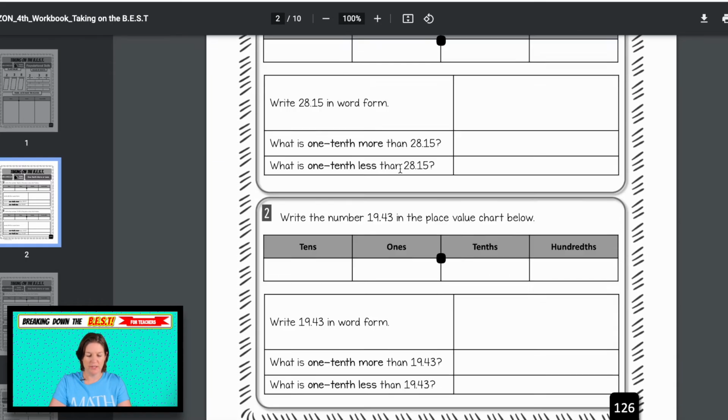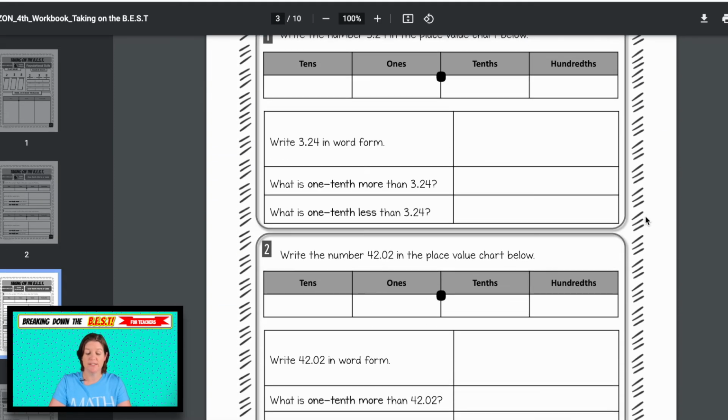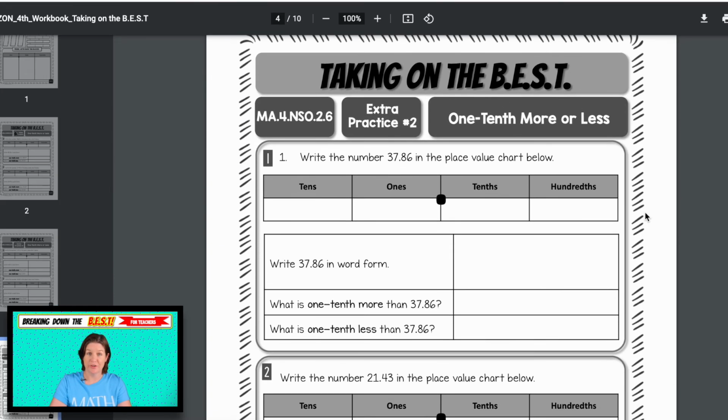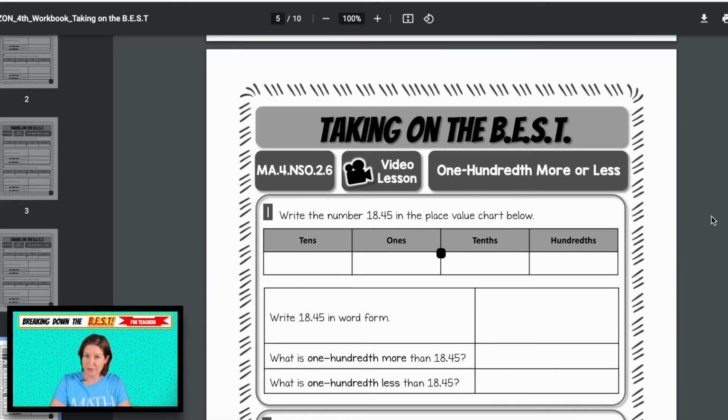Then we've got another video lesson. And here's some extra practice, which looks very similar to what we did in the lesson. Another day of extra practice, or another practice page, because practice is how they're going to get better.